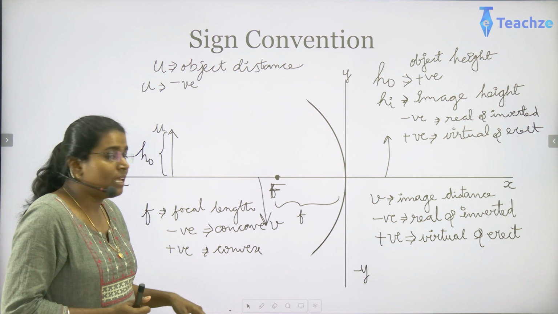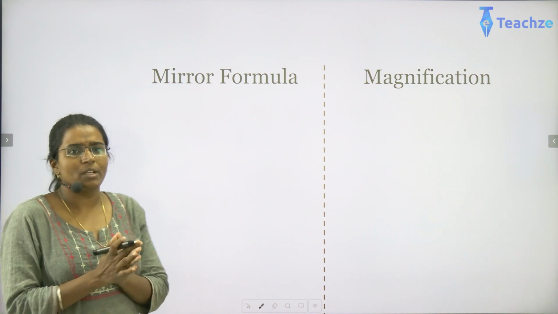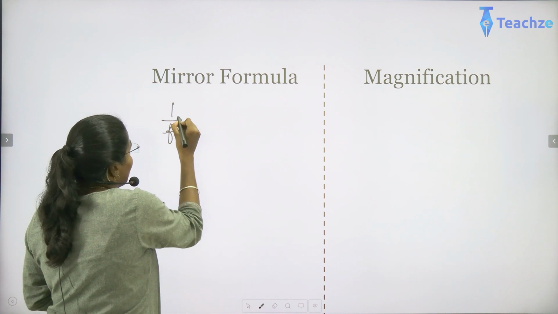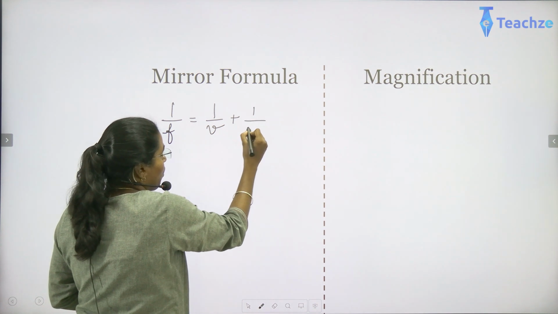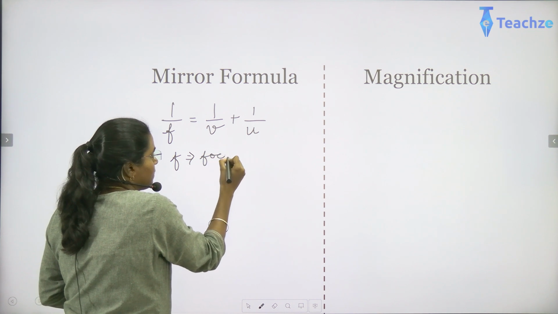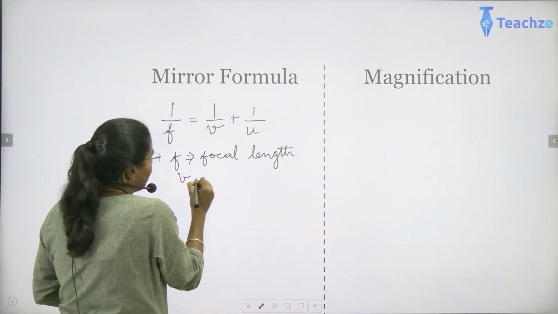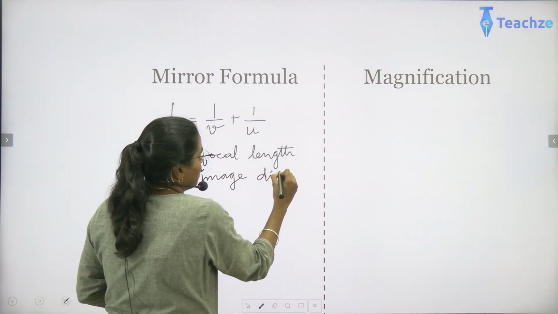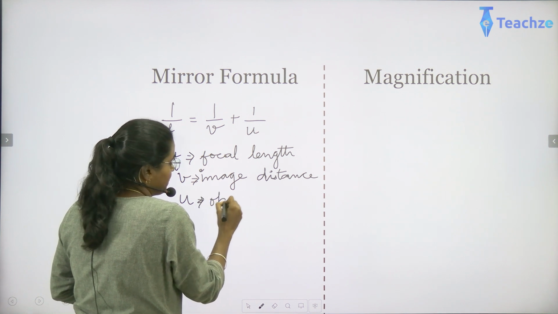Now, we will move on to mirror formula and magnification. Mirror formula is very simple, which is the relation between the focal length, your image distance v and your object distance u. So, f is focal length, v will be the image distance, and u will be the object distance.